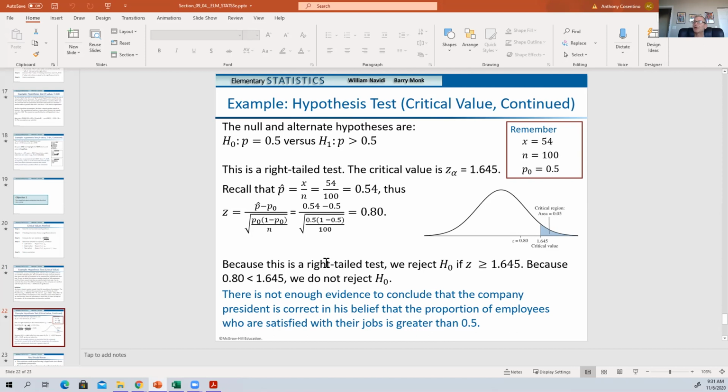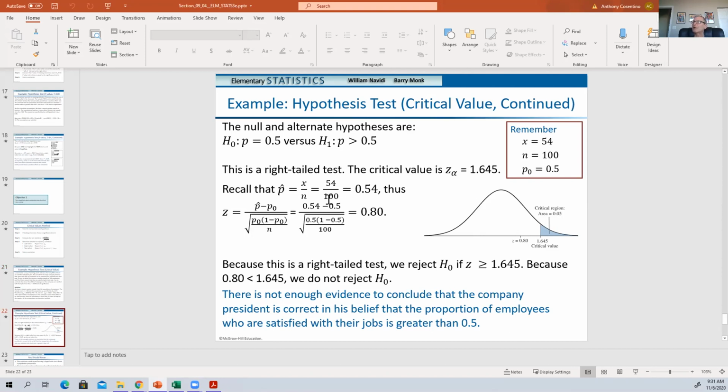And so in this case, our p0 is 0.5. And again, they want it to be better. And so you could see here on the critical value, we are going to use the z-score of 1.645. And so how do you find p hat? Well, p hat is the x over n. And so 54 divided by 100 is 0.54.